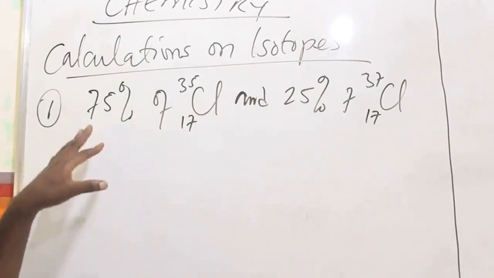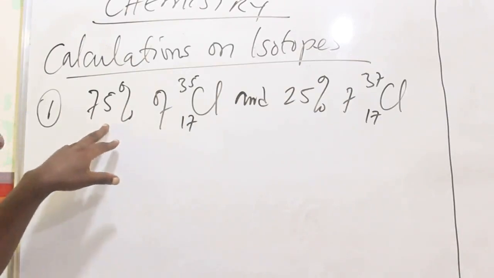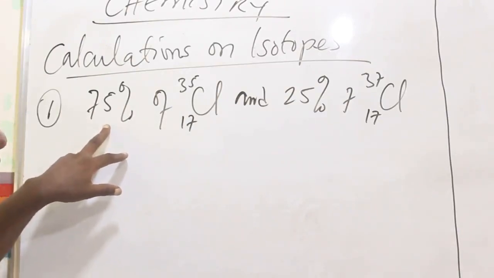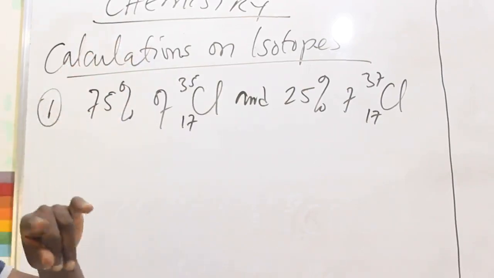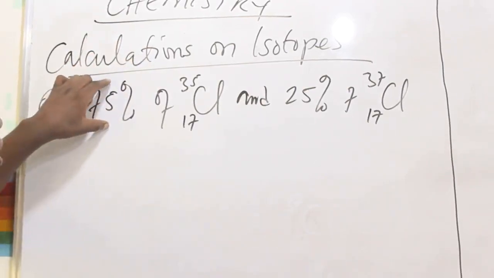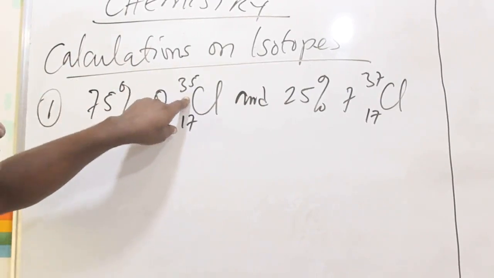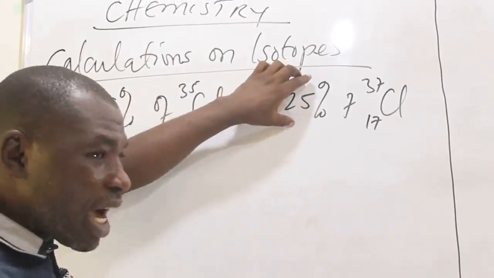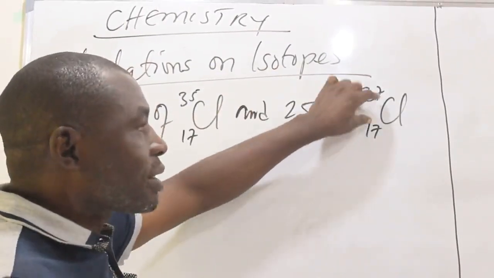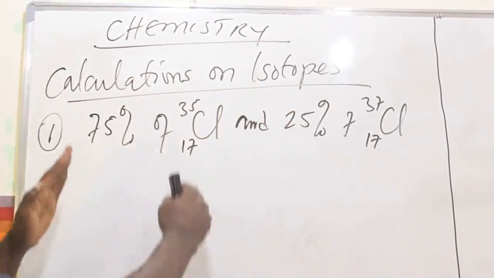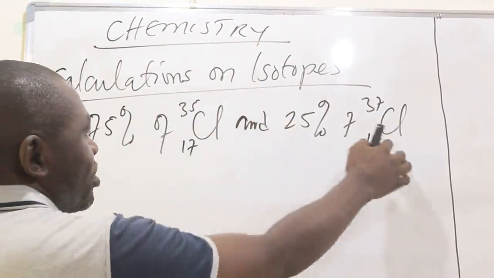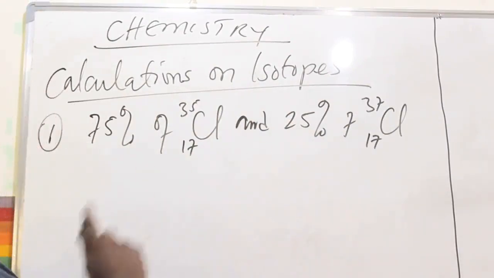percentage. This is 75%. What does that tell you from your knowledge of percentage? It is 75 out of 100 because percent means per 100. So this is 75 out of 100 of the mass 35. Then this is 25 out of 100 of the mass 37. To do that, you have to calculate what this mass is and add it to this mass. Okay? Divide all by 100, that will give you the average mass.